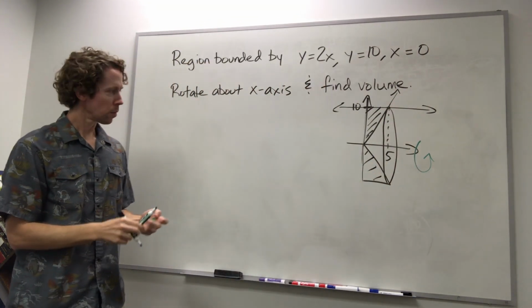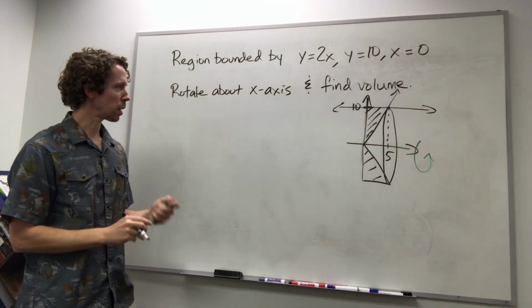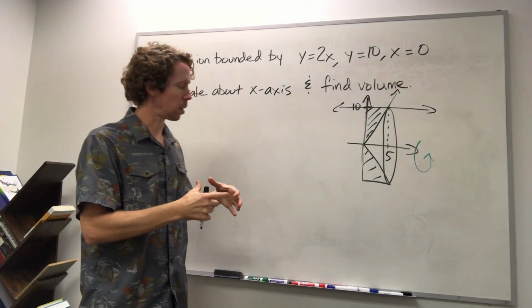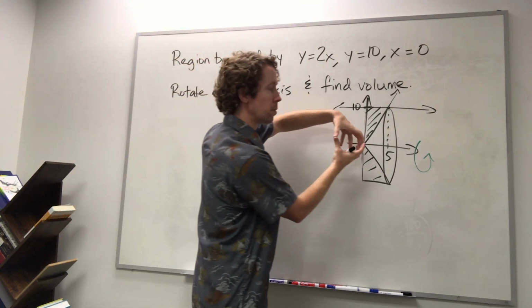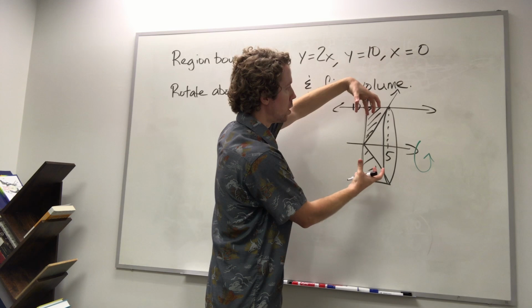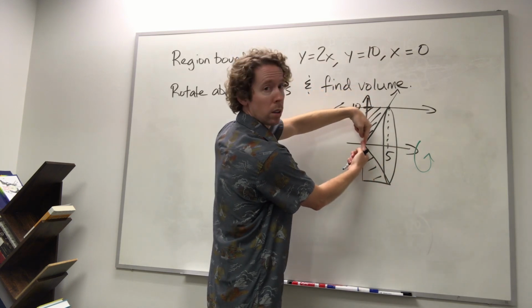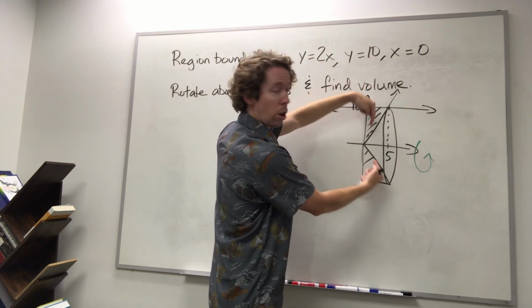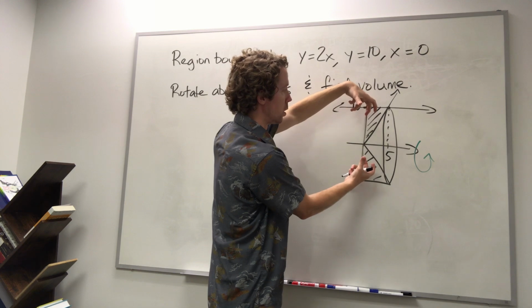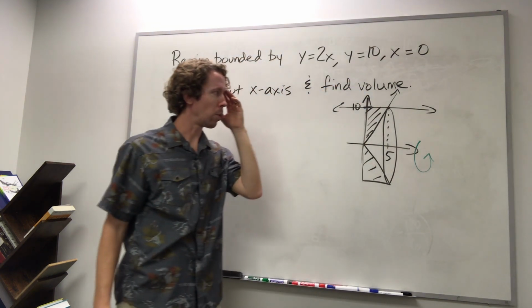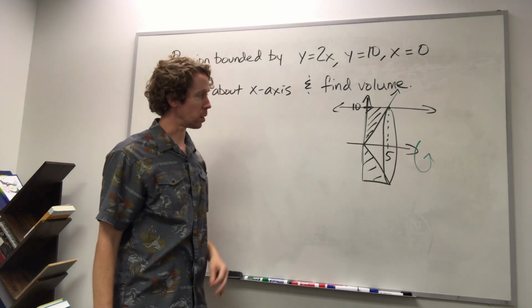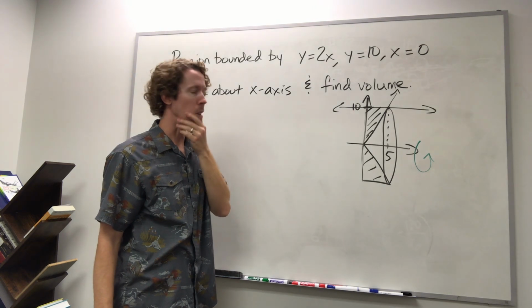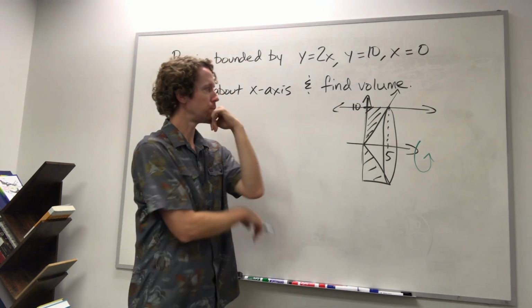This object looks like if you took a cylinder and then you hollowed out the center. So you made like a hollow cone in the center of this cylinder. I need to find a way to find this volume even with this hollowed out piece.